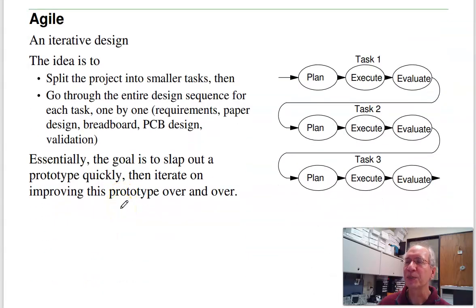Third type of project management is called Agile. Now, this is an iterative design. The idea is to split the project into smaller tasks, then go through the entire design cycle for each task and keep iterating. So I'll do the first cut of the design, get it working, then improve it, add features. Once that works, improve it, add features. That's called Agile. That works pretty well in Design 2 and Design 3 for some projects. We're not going to be doing that in Design 1. Design 1 is more of a waterfall. Step by step, come up with the answer.